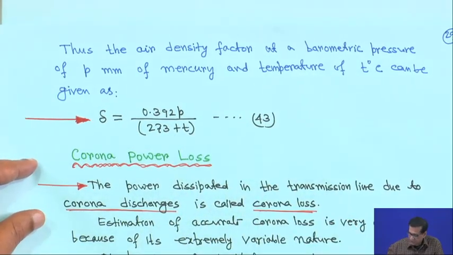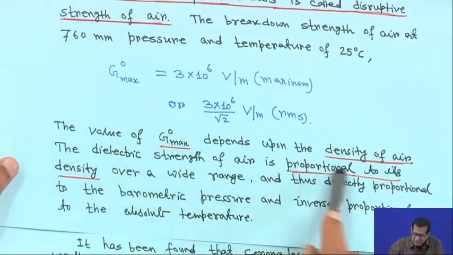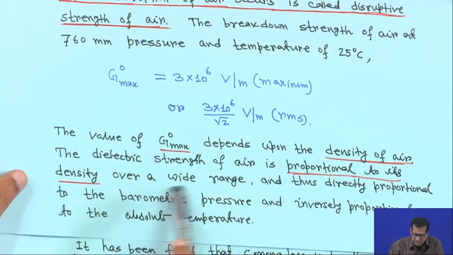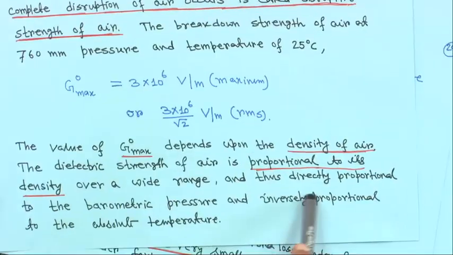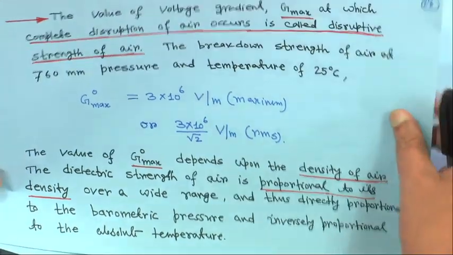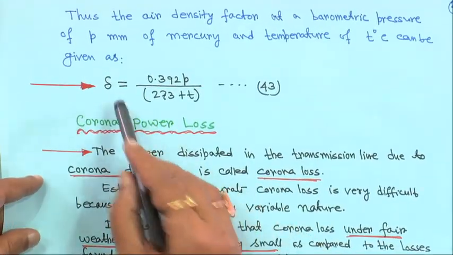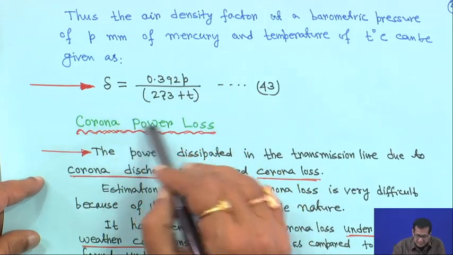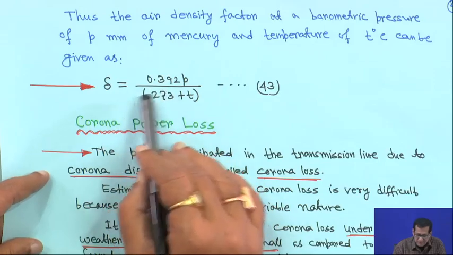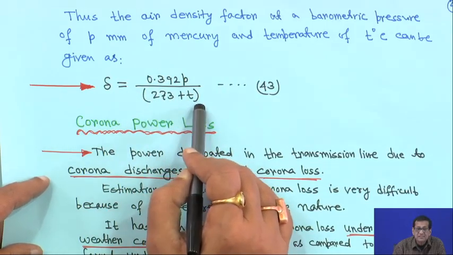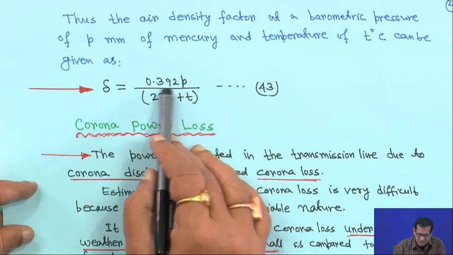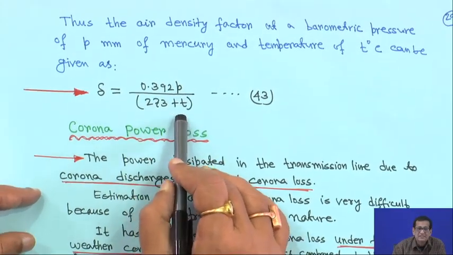This is equation 43. Actually, G max 0 depends on the density of air; the dielectric strength of air is proportional to its density over a wide range, and thus directly proportional to the barometric pressure and inversely proportional to the absolute temperature, right. That is why delta is proportional to P and inversely proportional to 273 plus T, that means delta is equal to some constant k into P upon 273 plus T. That constant k is 0.392, right. So, delta approximately is equal to 0.392 P upon 273 plus T.